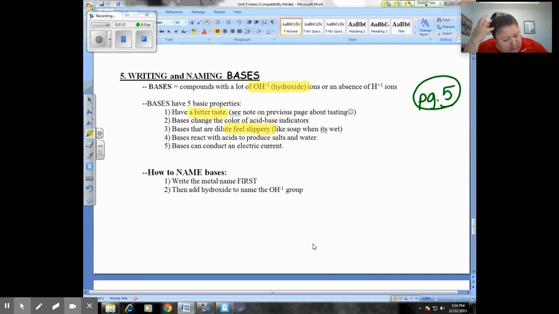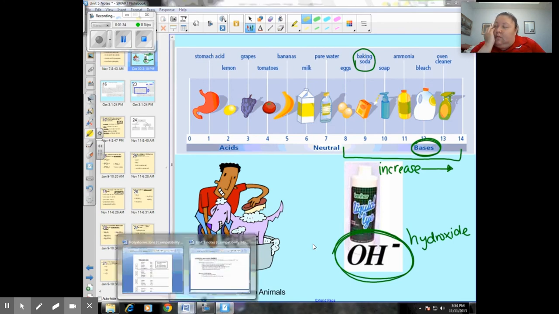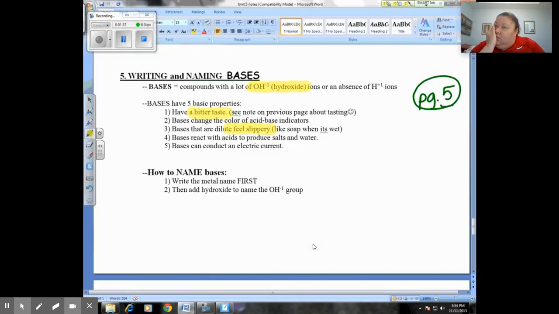But they also have a very bitter taste. Not that you should be tasting bases, because keep in mind, folks, look at this. They are cleaning products. You should not be drinking bleach or anything like that. Eggs, baking soda, they're slightly basic, so your stomach can handle it. But the cleaning products are way too strong. You can get too sick from it. So I'm not encouraging you to go taste them, okay?